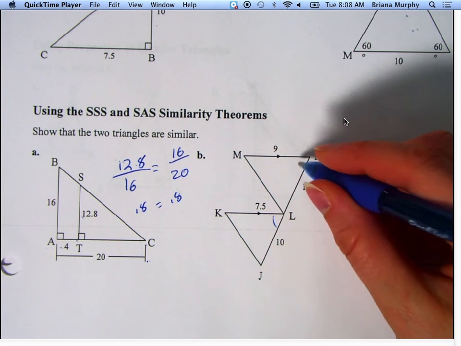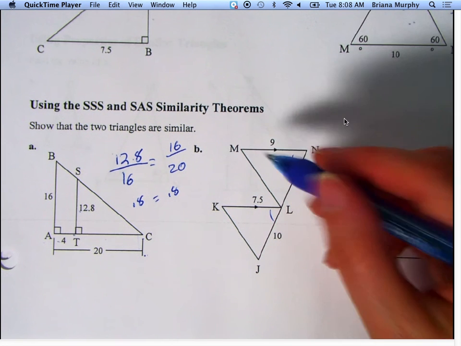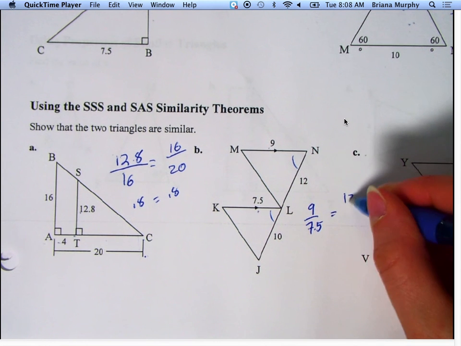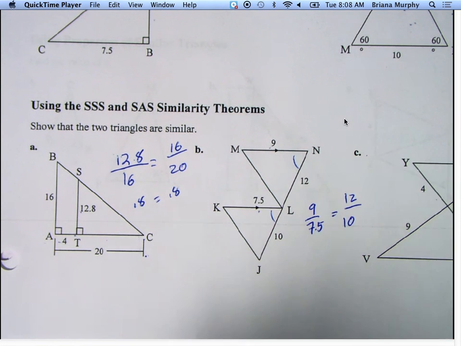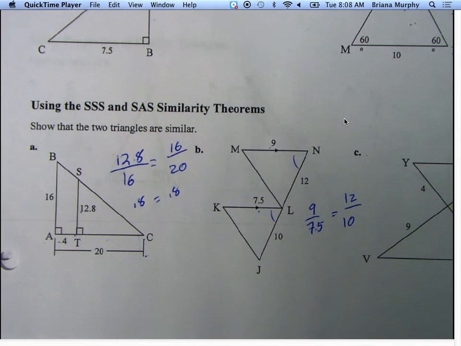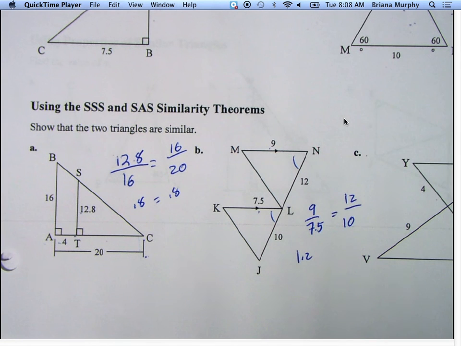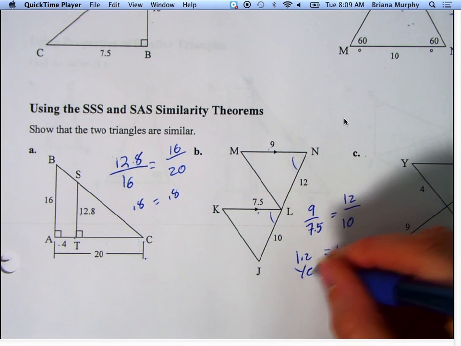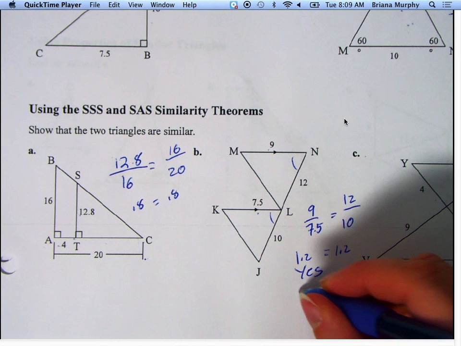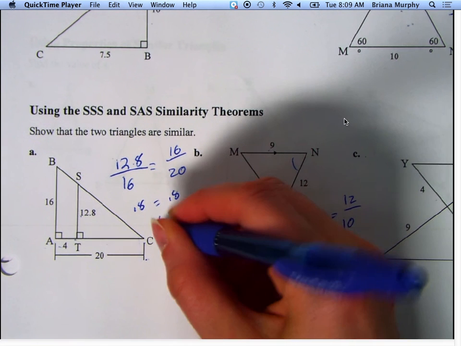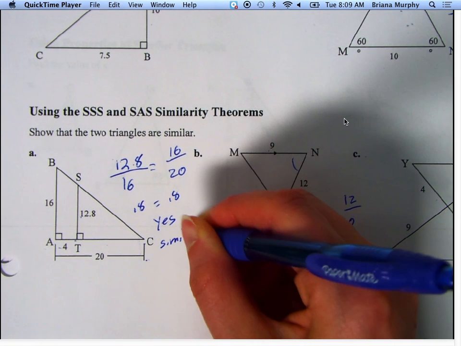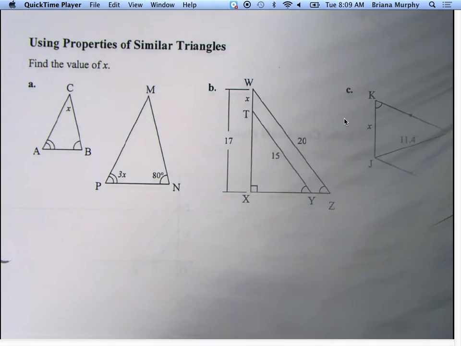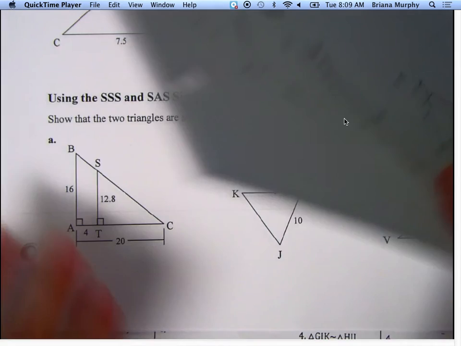Okay. We know these could be similar by side, angle, side, so let's figure out if they're proportional. I'm going to take the top triangle divided by the bottom equals the top triangle divided by the bottom. Okay. 9 divided by 7.5 is 1.2. 12 divided by 10 is 1.2. So the answer is yes, they're similar. For both of these. Because the sides are proportional, and the angles are congruent. Okay, let's look at the back. Oh, there's no back. That was it. That was easy.